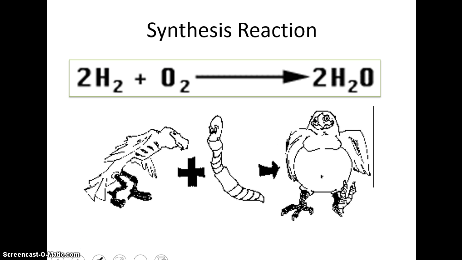Another example would be H2 plus O2 yields H2O, one product again. Or a different kind of example, to give you an idea of what's going on: a skinny bird eats a worm and then it becomes a fat bird, and you get one product from the 2 combining.